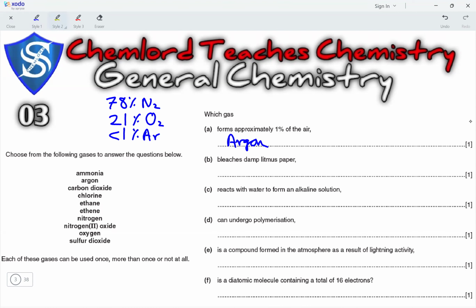Bleaches damp litmus paper. So an acidic gas would bleach damp litmus paper. So the only acidic gases present in this list are chlorine, or we've got sulfur dioxide.